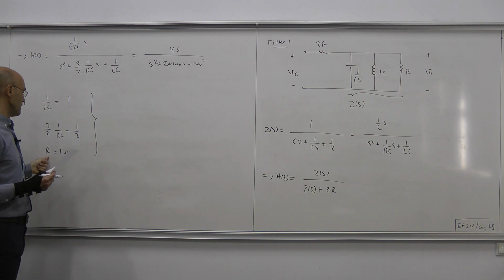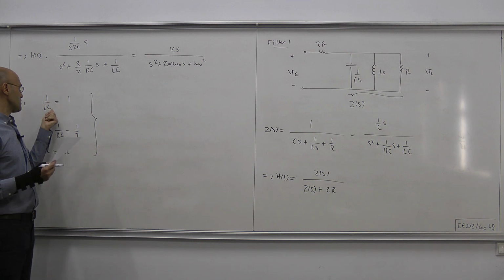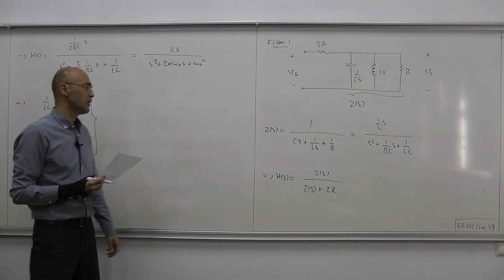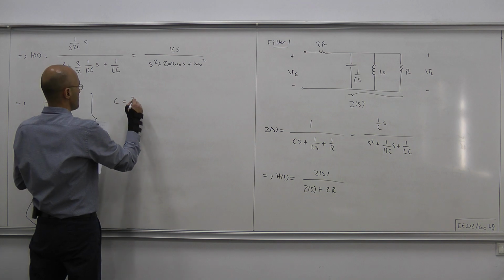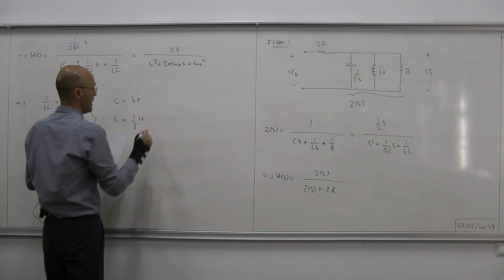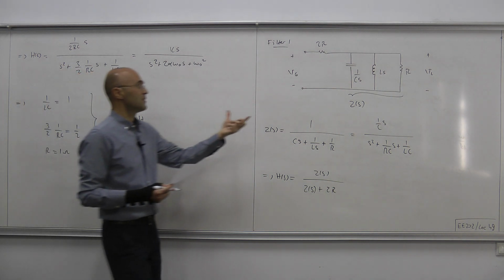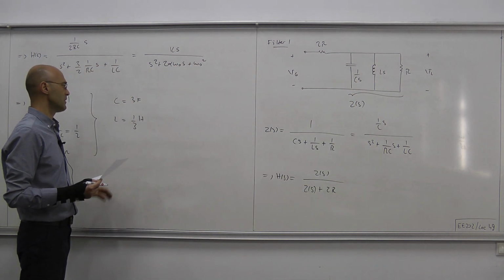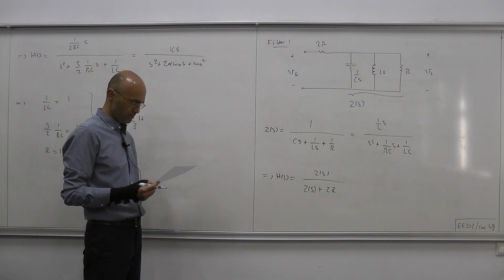R is given as 1. From this, we can figure out the capacitance value. Once the capacitor value is figured out, we can figure out the inductance value from the very top equation. So C equals 3 farads and L equals 1 over 3 henries. This parameter choice plus this topology, the parallel LC connection, produces the desired result.